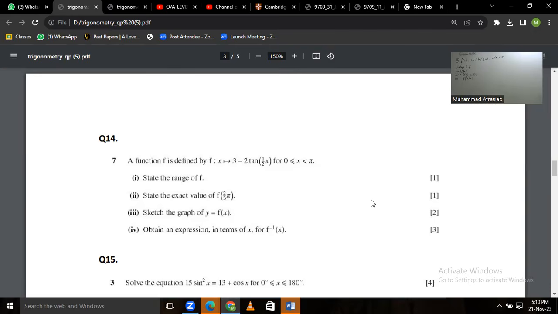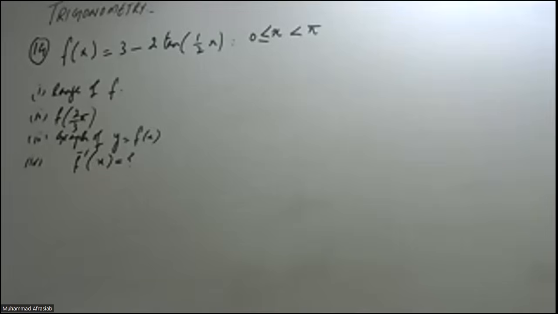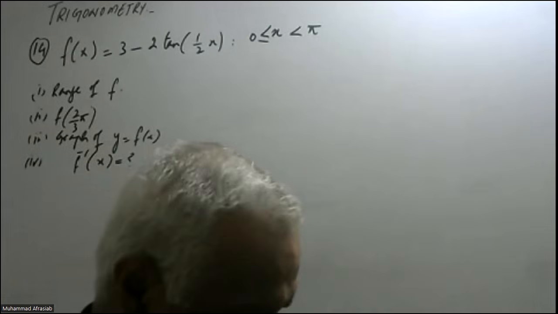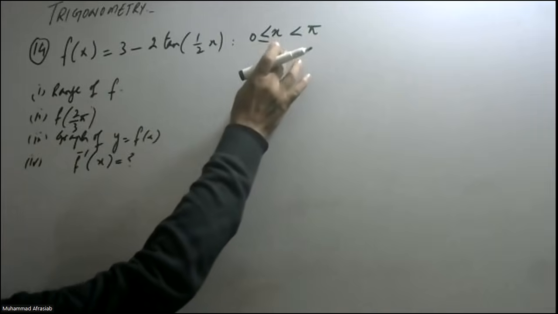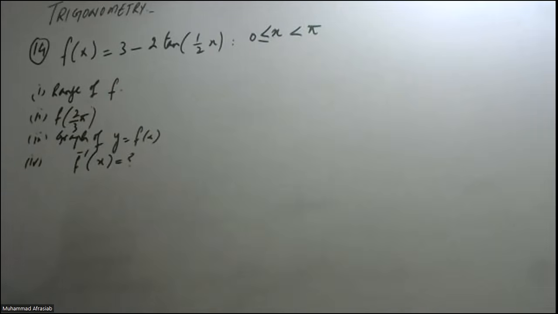State the exact value of f of 2 over 3 pi. Sketch the graph of y is equal to f of x and obtain an expression in terms of x for f inverse of x. Now, first you have to find the range of f, and the domain of x is 0 is included till pi.